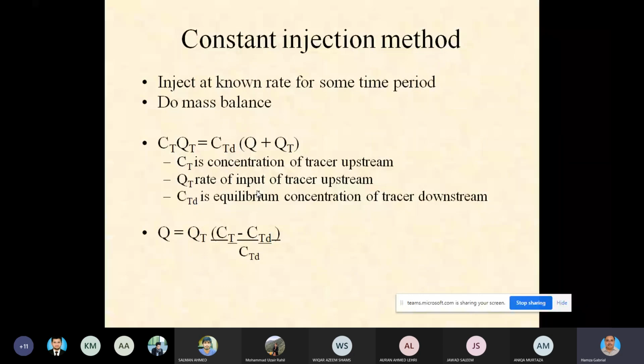Different methods can be used: the constant injection method or the sudden injection method. You inject at a known rate for some time period, carry out the mass balance, utilize these equations, and find the discharge given at the bottom by finding the concentration of the tracer upstream and the concentration at the downstream. In this way, we can find the discharge.